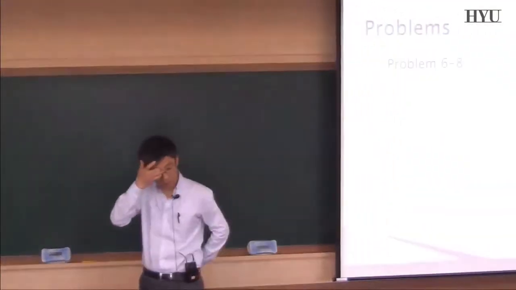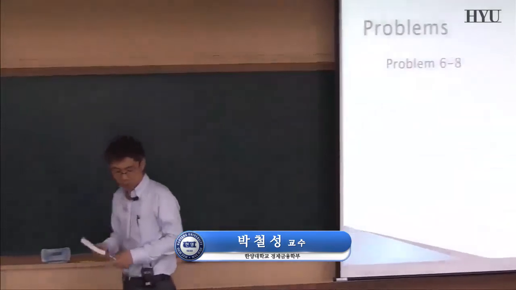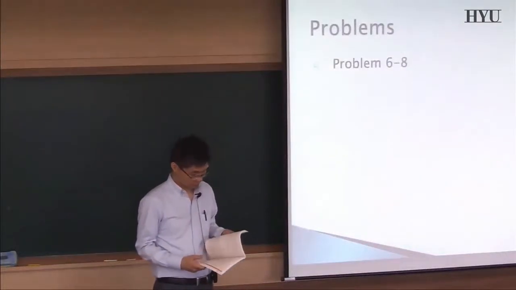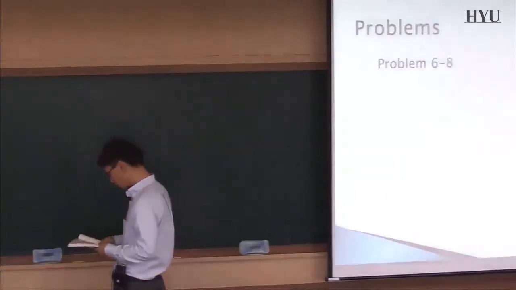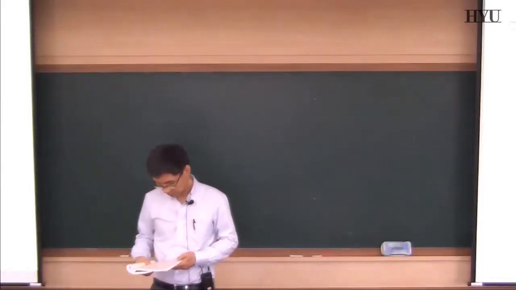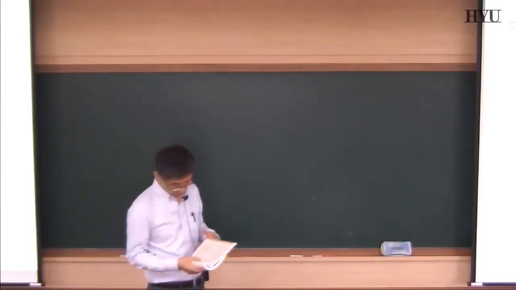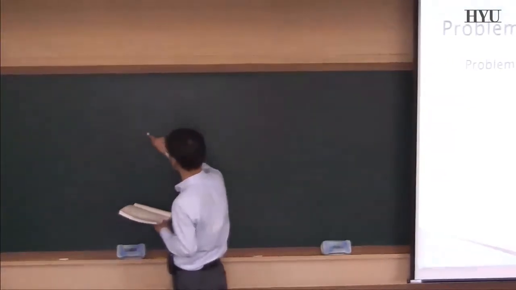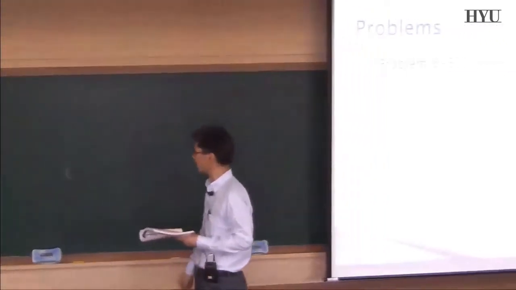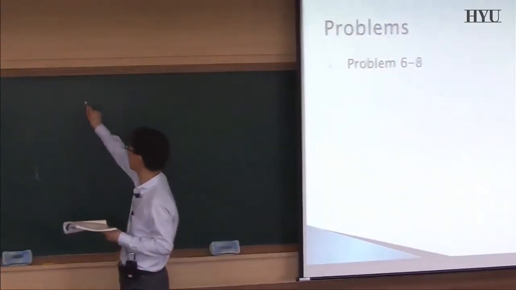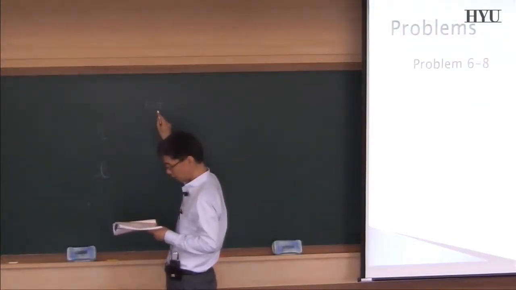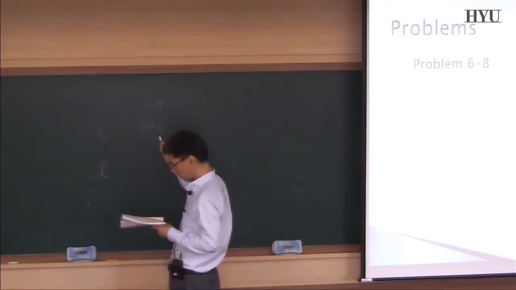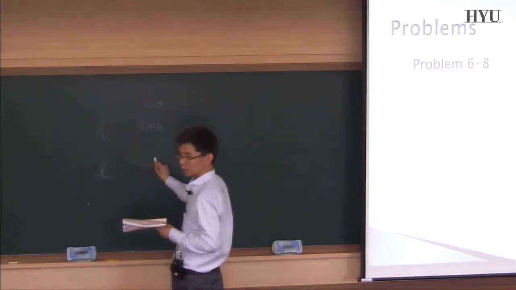Before we do that, let's take a look at the very simple exercise in the textbook, problem 6-8, which asks about the signaling model. Suppose there are two types of persons, high ability and low ability. The cost of a diploma for high ability is $8,000, and for low ability, $20,000. Okay?